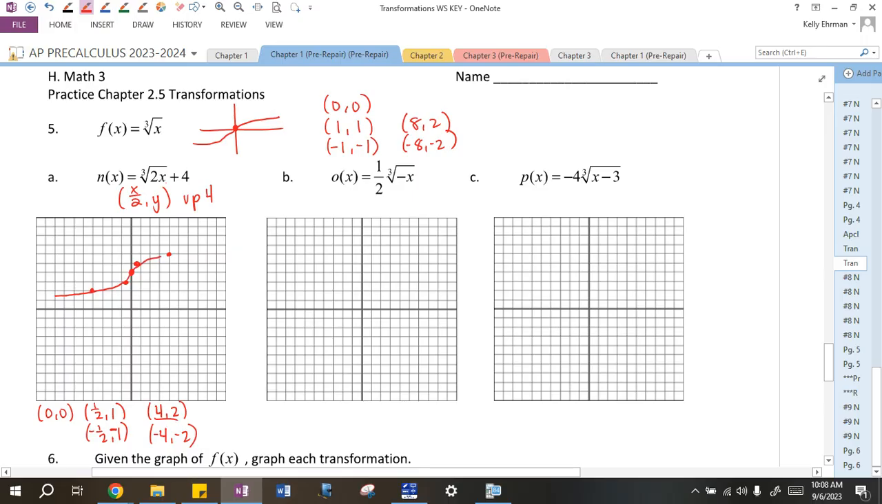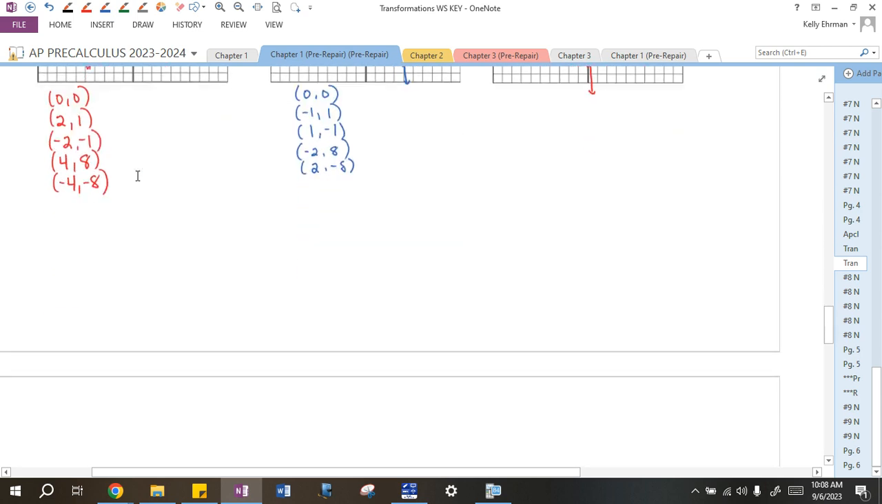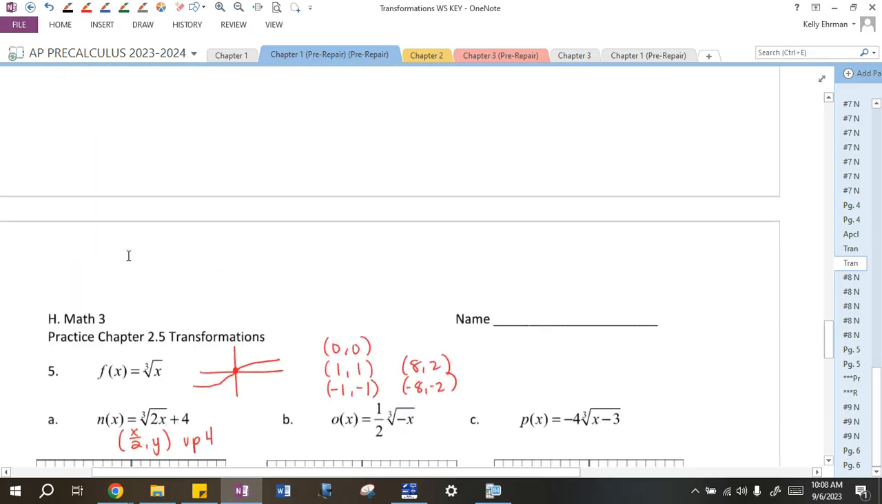So we're going to talk about inverse functions in a couple of days, but this is an inverse of the cubic graph. See how it's just sort of a rotation, or a reflection of that graph.